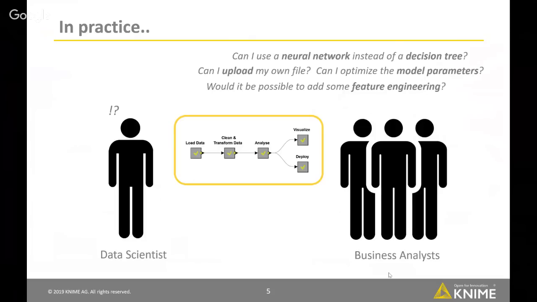Often the business analyst has some domain knowledge that the data scientist is lacking, and he might propose changes to the KNIME workflow, to the framework that has been built to deliver this machine learning model. So you could have questions like: can I use a neural network instead? Can I upload a different file? Or can I optimize the model parameters? Or, for example, can I create a new column using a different feature engineering technique?